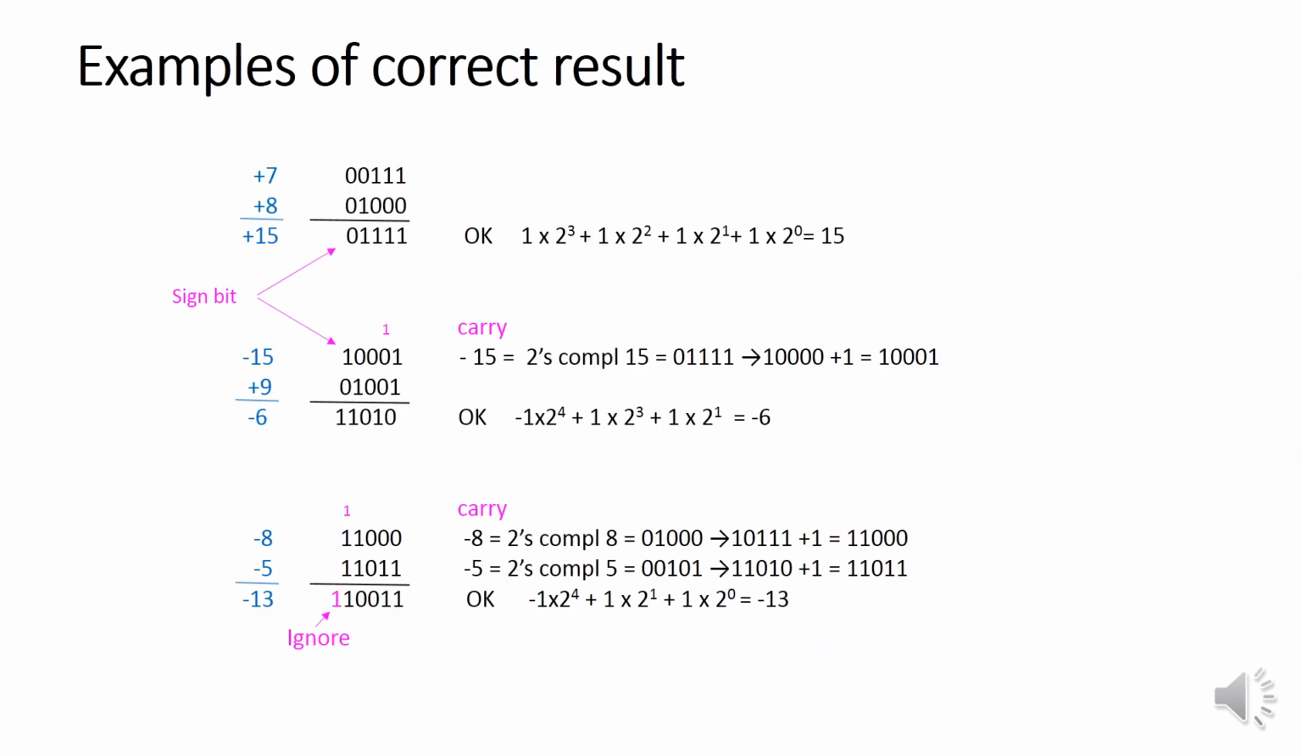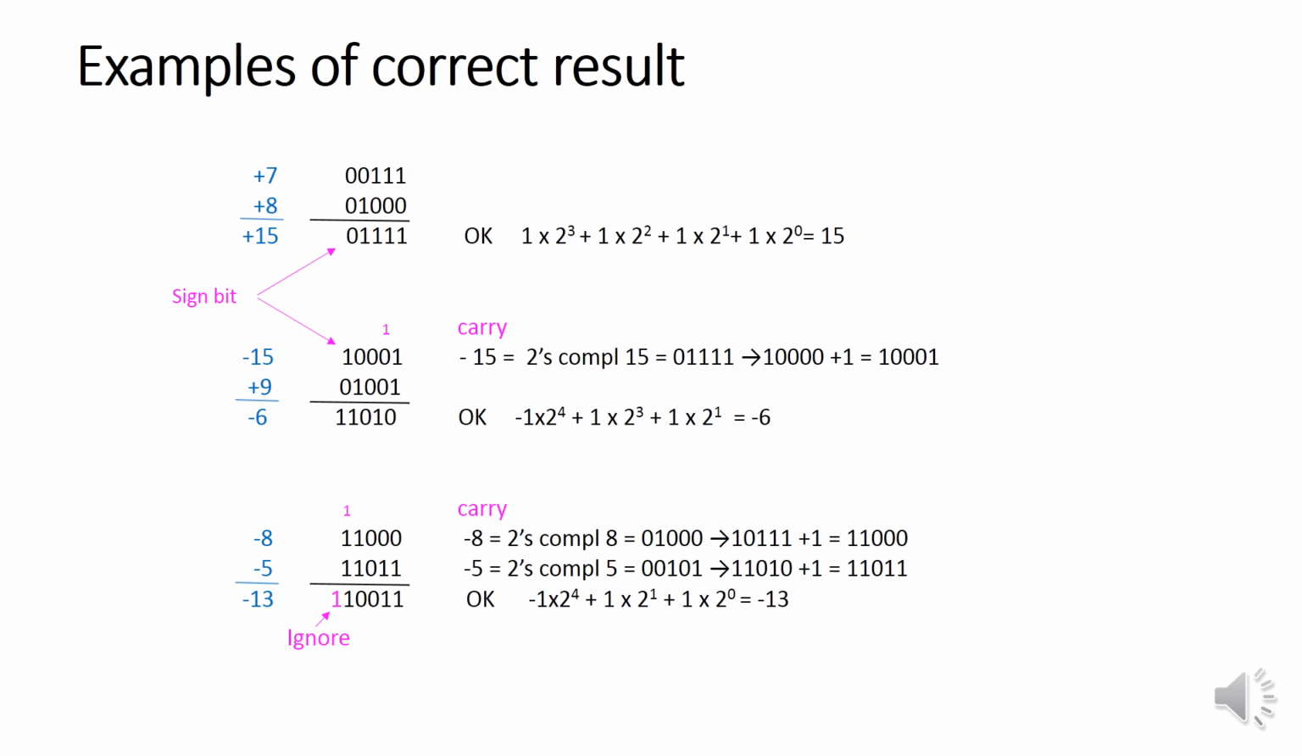Following, we will see a few practical examples of addition and subtraction using the 2's complement method. First, we will see some examples that provide valid results, results that are correct. In blue are the decimal numbers, and in black the corresponding signed binary numbers. As you can see, all the examples are using 5 bits.